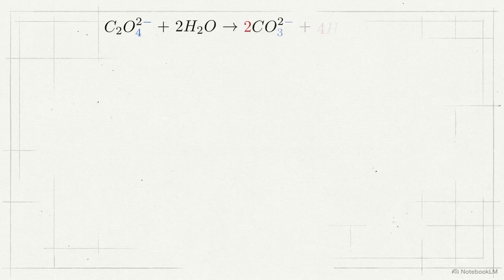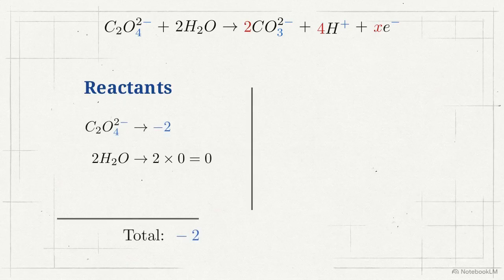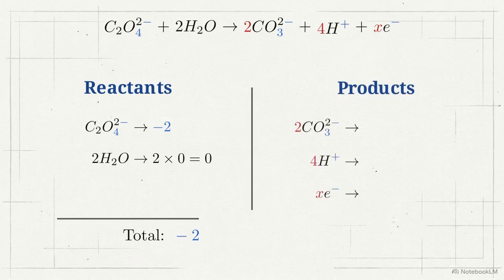Electrical charges provide an independent way to verify our answer. Water is neutral, so the entire left side has a total charge of -2, coming directly from the oxalate ion. Over on the right side, we have 3 separate components contributing to the total charge. I want you to try this yourself. Pause the video and calculate the total charge of those products on the right side.